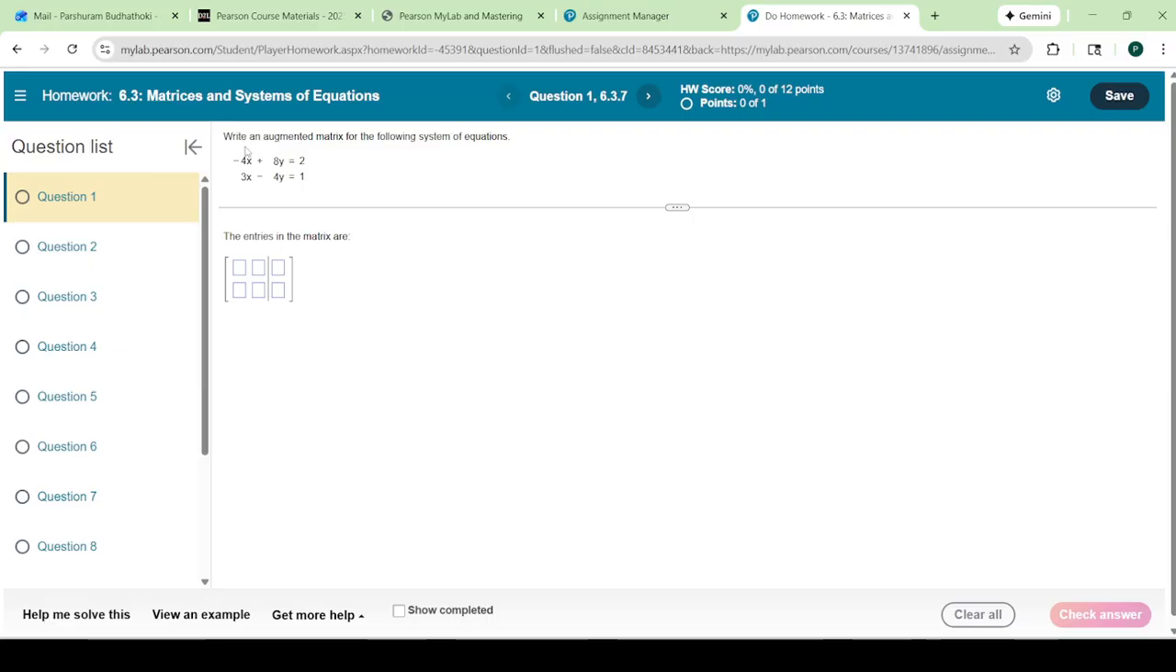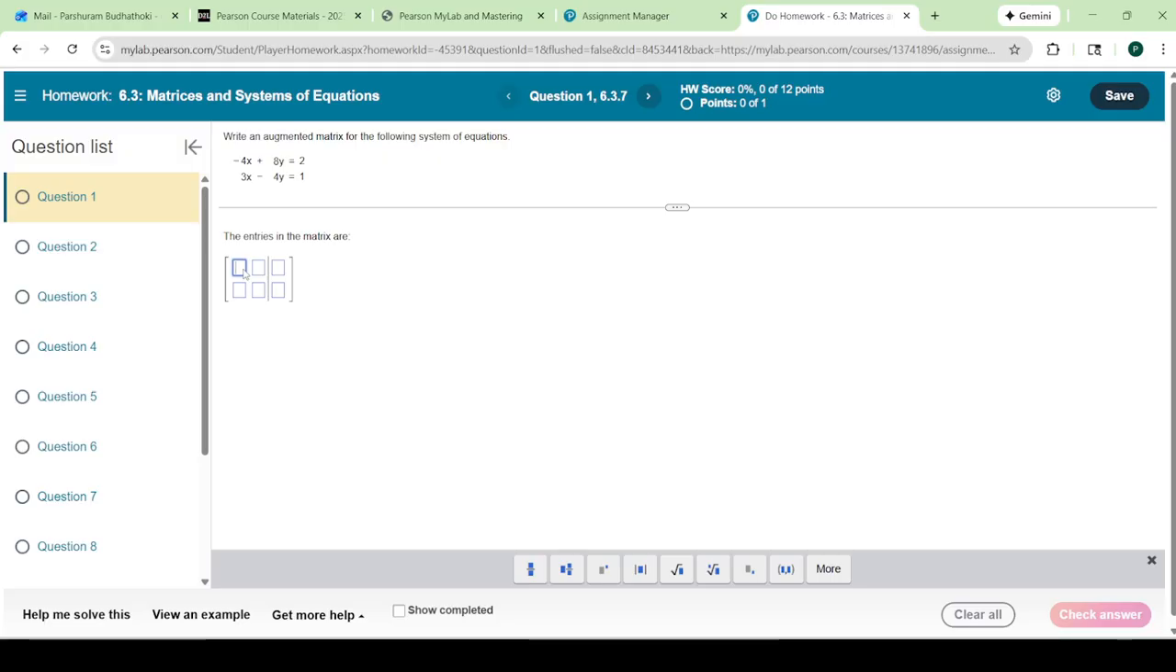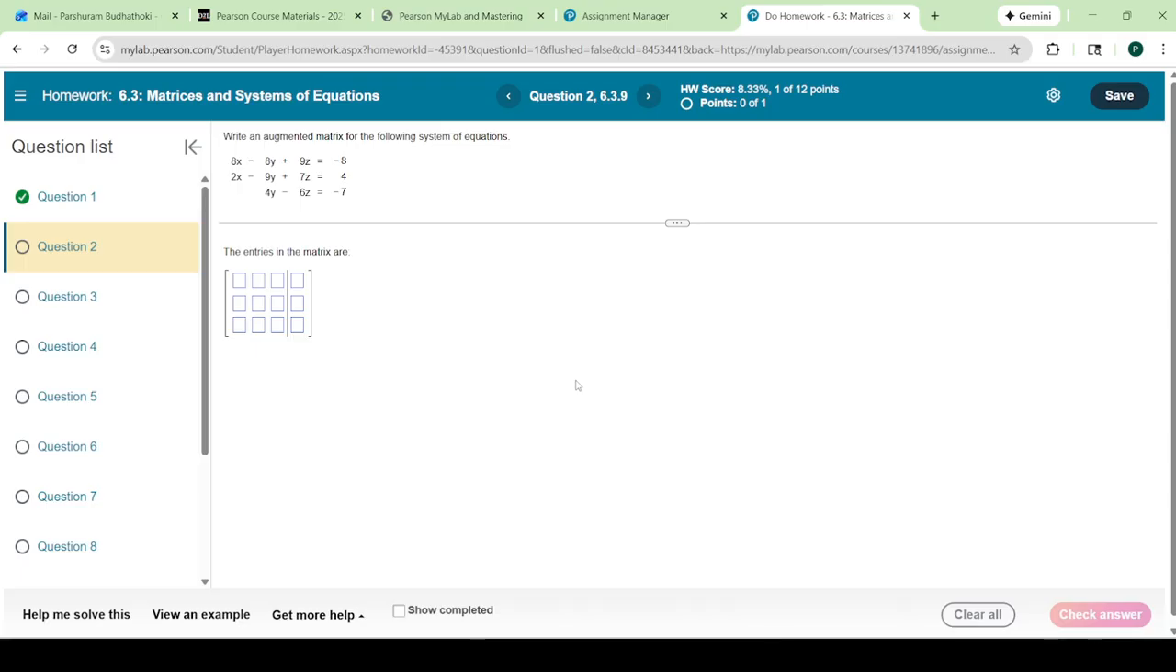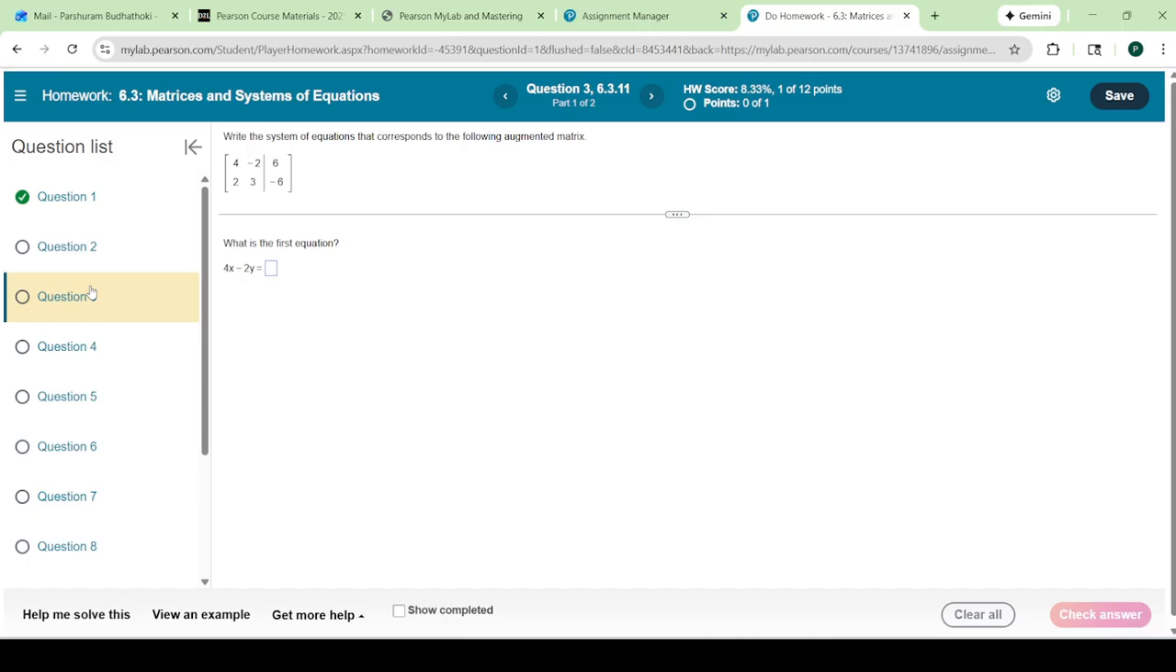Let's go here. Write an augmented matrix. Augmented matrix means just use the coefficients. So from the first one, it's 4, -2, and on the other side of the equation is 6. Then 2, 3, and on the other side of the equation is -6. That is the augmented matrix. That is also an augmented matrix, so I'm going to skip that.